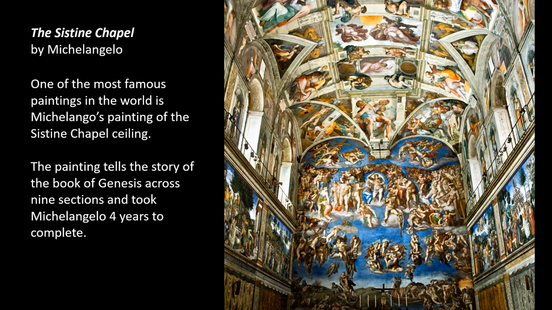Okay, you'll probably recognise this next painting. It's the Sistine Chapel, the ceiling of the Sistine Chapel, painted by Michelangelo, and is one of the most famous paintings in the world. The painting, if you didn't know, tells the story of the book of Genesis from the Bible across 9 sections and took Michelangelo 4 years to complete.